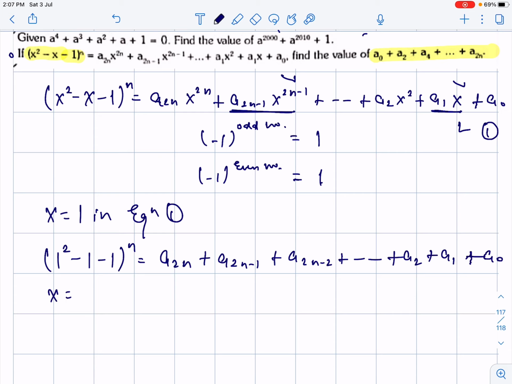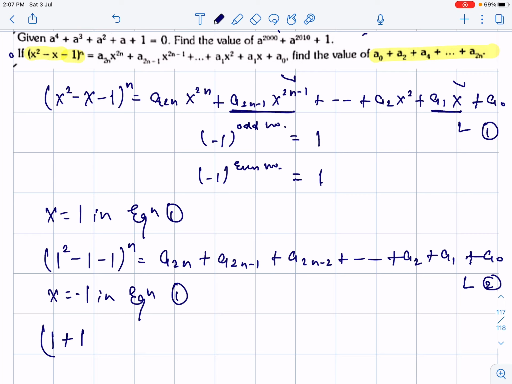Now when x is equal to minus 1 is kept in equation number 1, I'll get one more equation. Let us assume this is equation number 2. I will get equation number 3. In equation 1, I kept x is equal to minus 1. Minus 1 squared is plus 1 only.